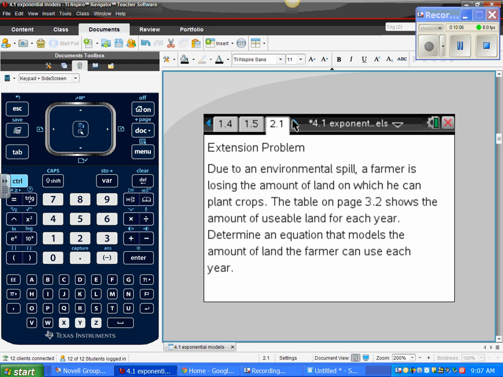All right, so let's try another problem. You ready? Due to an environmental spill, a farmer is losing the amount of land on which he can plant crops. The table on page 3.2 shows the amount of usable land for each year. Determine an equation that models the amount of land the farmer can use each year. All right, environmental spill. Is he going to have more land for crops or less land for crops? So is it going to be an appreciation or a depreciation? Depreciation. So is it going to be 1 plus or 1 minus? 1 minus. Very good.